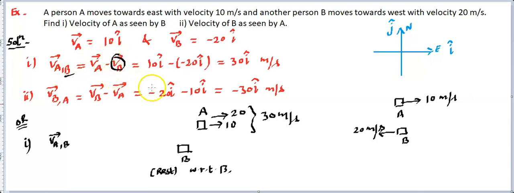If they are in the same direction coming, we can add to it. If they are coming in the opposite direction, we can subtract the magnitude. If they are perpendicular, we can use all the rules of vectors that we have learned. Okay, so that's a very simple example, and you are able to use it. Now let's take another example, a bit better than this.